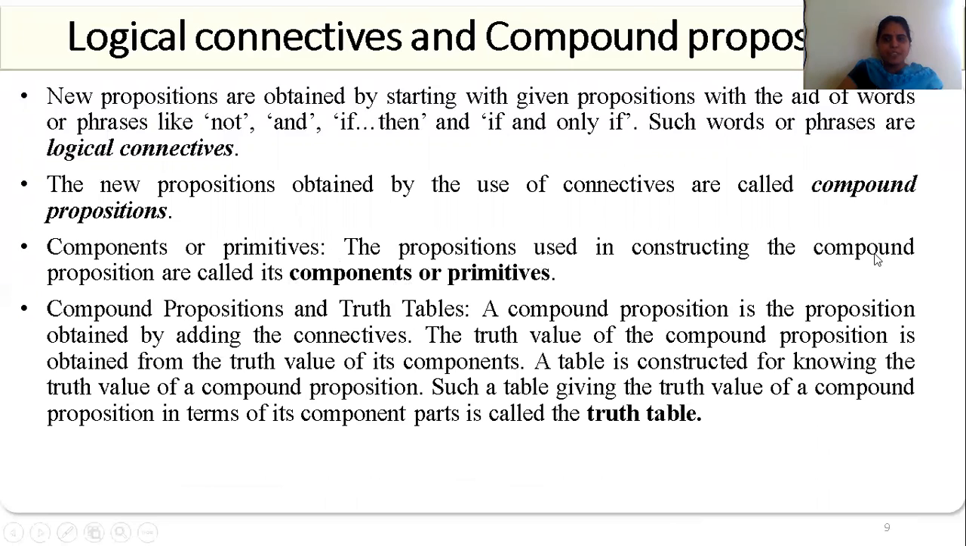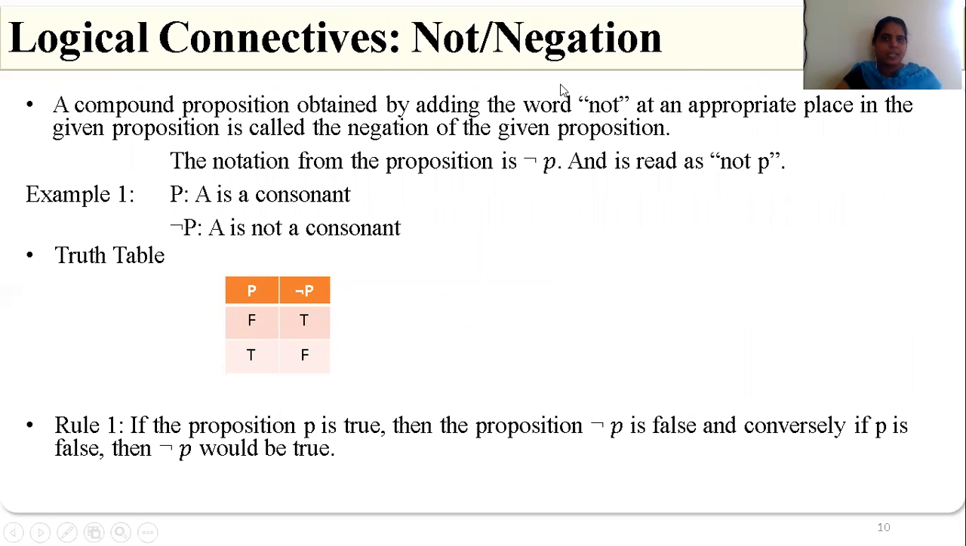Next, compound proposition and the truth table. Compound proposition means it is created by using the connectives. Then the truth value of the compound proposition is obtained from the truth values of its components. So we are going to construct a table for knowing the truth value of a compound proposition. Such a table giving the truth value for compound propositions in terms of its component parts is called the truth table. Here we have the logical connectives.